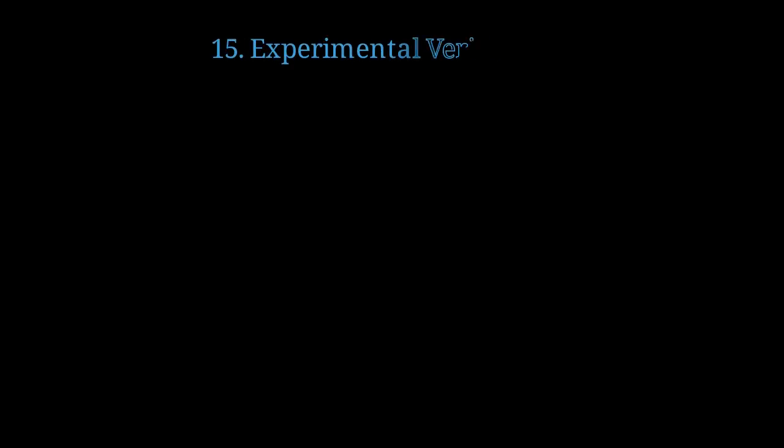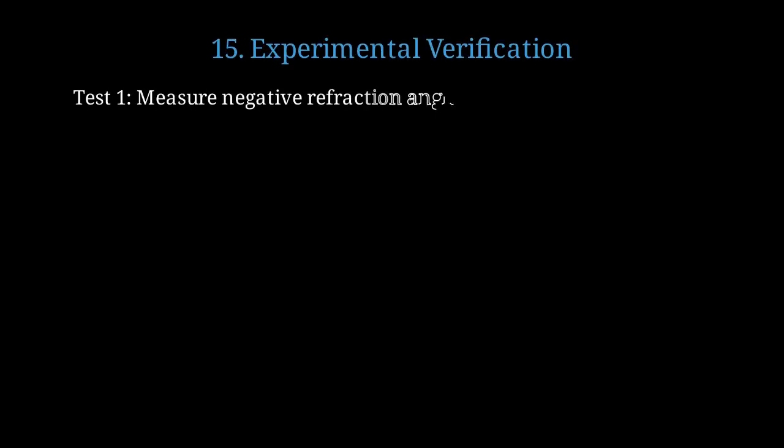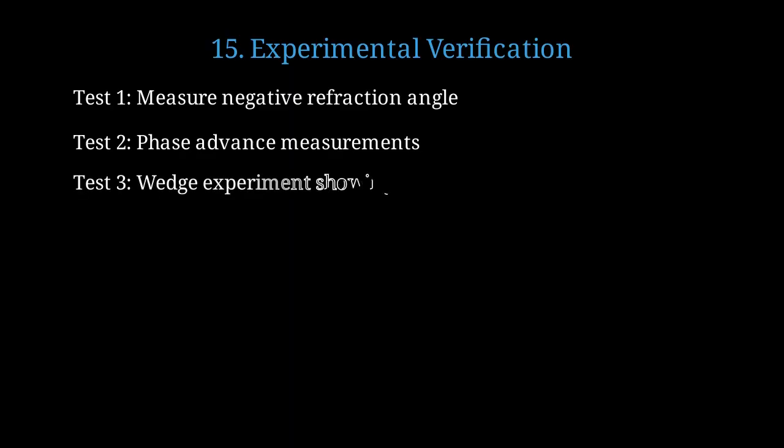How do we know negative index materials actually work as predicted? First test: directly measure the refraction angle at an interface and verify it's on the wrong side of the normal. Second, measure phase advance through the material, confirming backward phase velocity. Third, the wedge experiment, where a prism of negative index material bends light the opposite way.